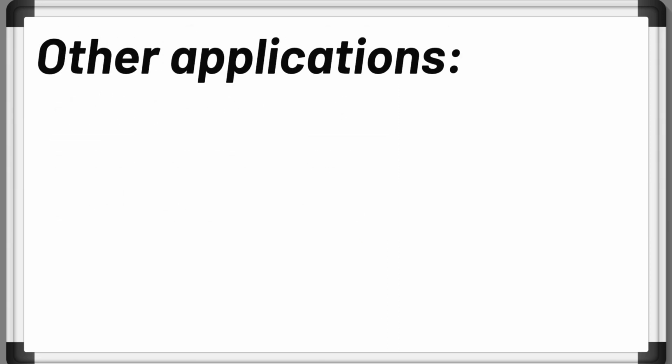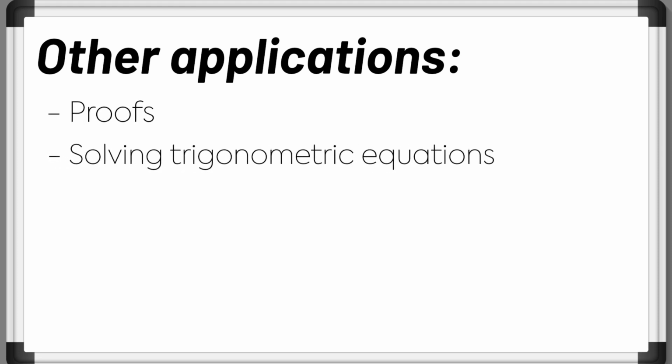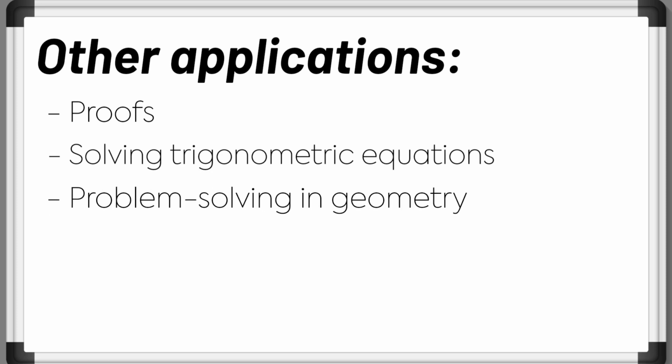As we near the end of this video, let's just mention some other applications. So we can use the Pythagorean identity in trig proofs. We can use them to solve trig equations. We can use them to solve problems in geometry, just to name a few. That is the end of this video. We hope that you have got a better understanding of the Pythagorean identity and how to use it.